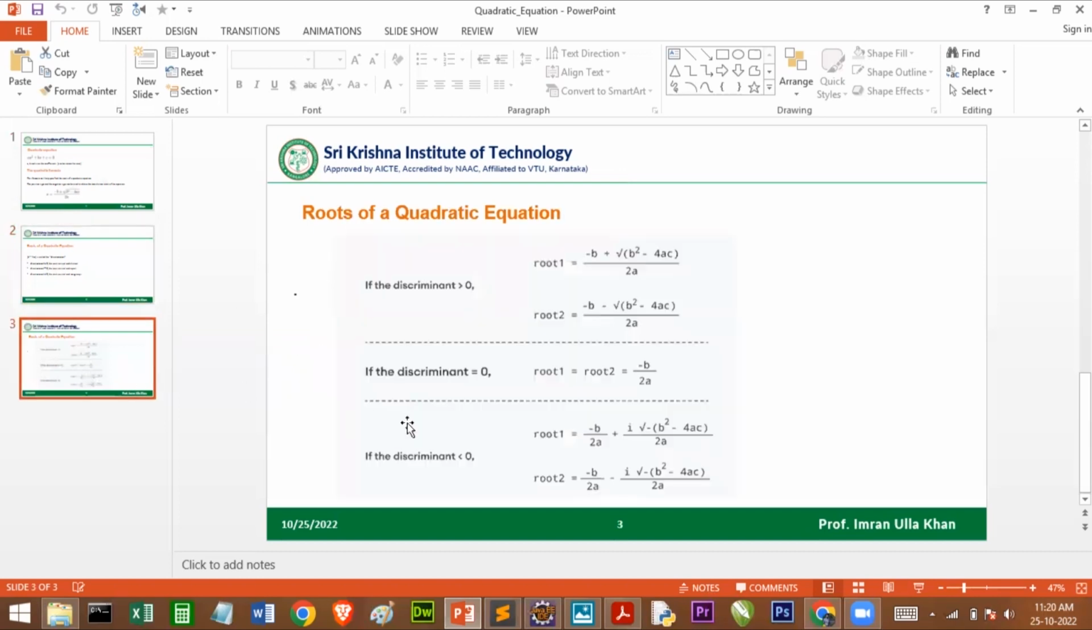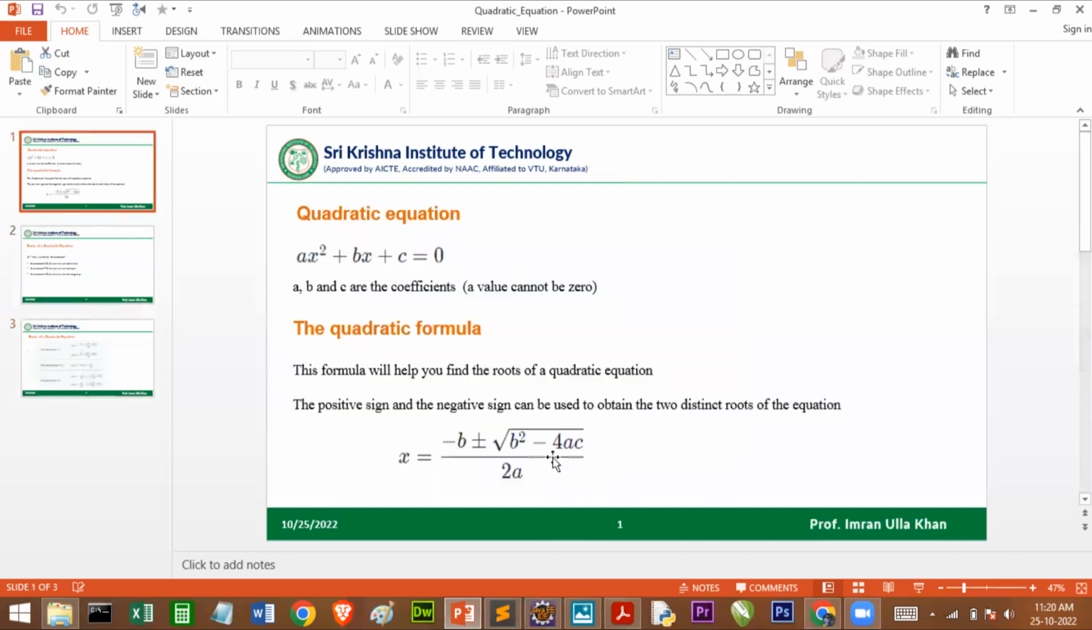So when the discriminant value is greater than 0, you will get two roots, and those two roots are distinct. Here root 1 is minus b plus square root of b square minus 4ac, divided by 2a. Here we are using this plus and minus sign to get the two distinct roots.